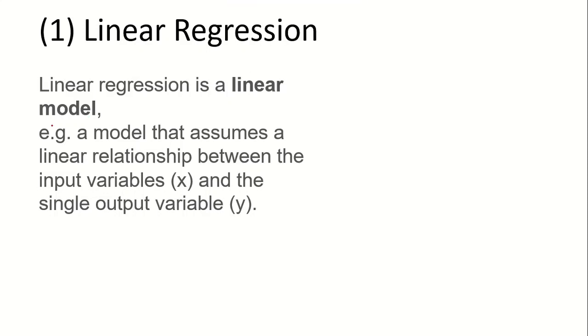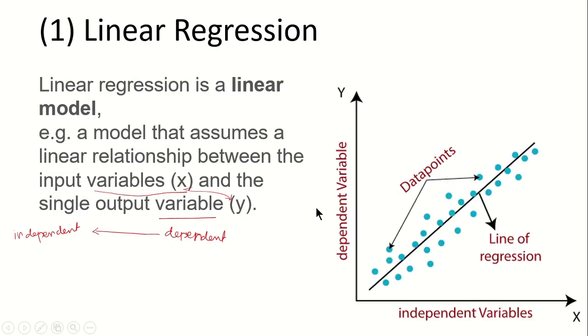The input variables x are called independent variables, because they are not depending on anything, and the output variable is called the dependent variable, because it is depending on these independent variables. So we assume that there is a linear relationship between this x and y. x is a set of variables and y is a single value. That linear relation is modeled as a straight line normally. So that is linear regression.